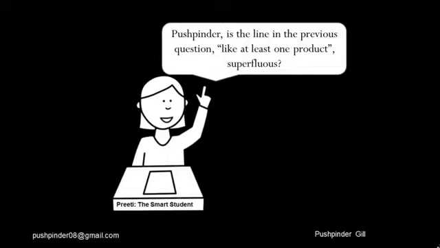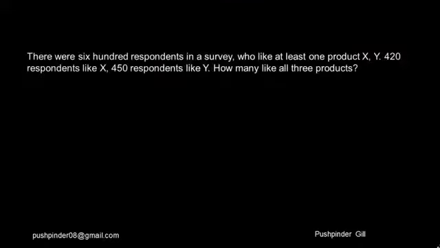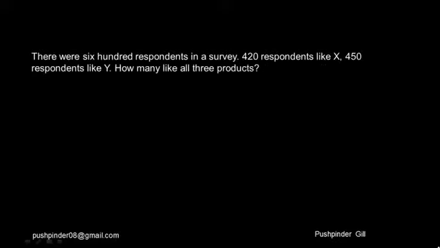Well, this is a very good question, because this line completely changes the scenario in the question. So let's see what she's asking. Let's answer her question. Now this was the question that we did earlier. There were 600 respondents in a survey who like at least one of the products. Now she's asking whether this line is required or not, because I haven't discussed this line in the previous slides. Yes, if the question had been different, and I had deleted that line, then I would not be able to make out whether X union Y is 600 or not. It's pretty simple. Let me explain it to you.